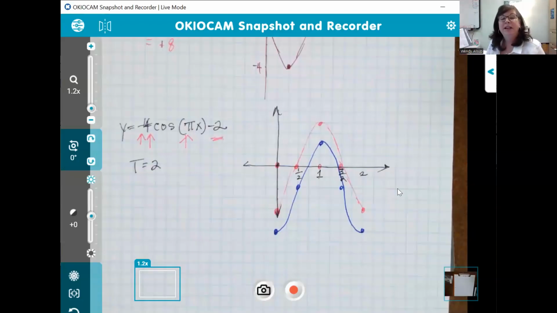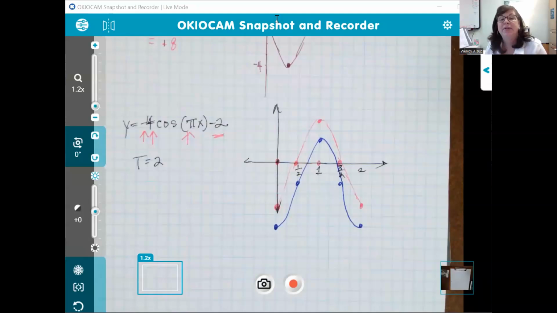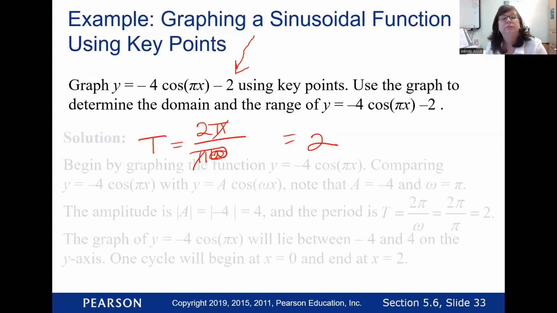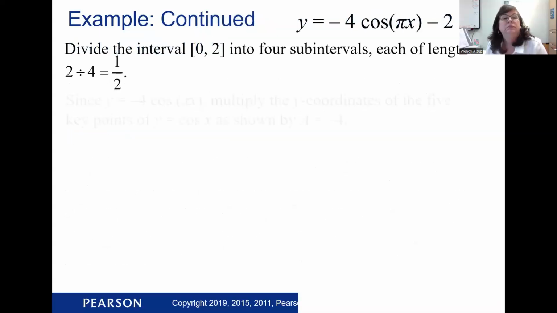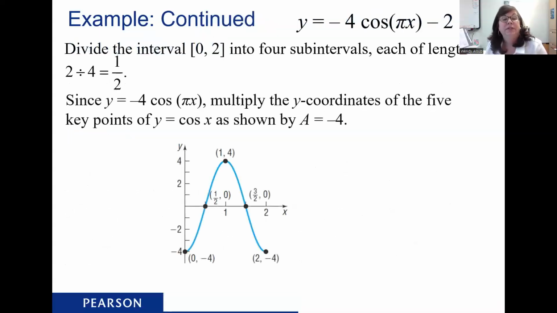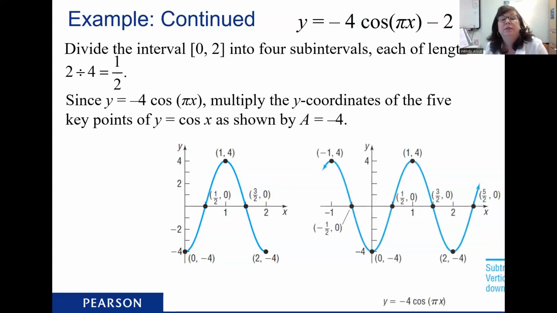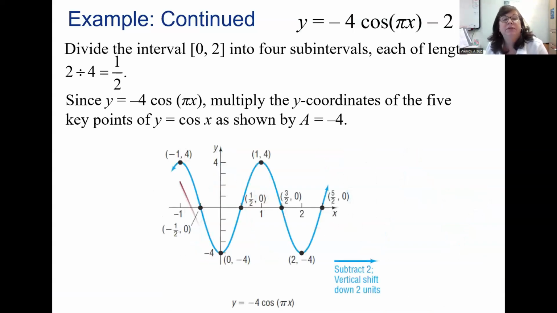Now, again, this is in your notes. So let's look back at how the PowerPoint shows this. All right, so they get here. That's where we started. But we need to now pick it up and move it down 2. They have not yet moved it down 2. Move it down 2 units, and that's your final version.